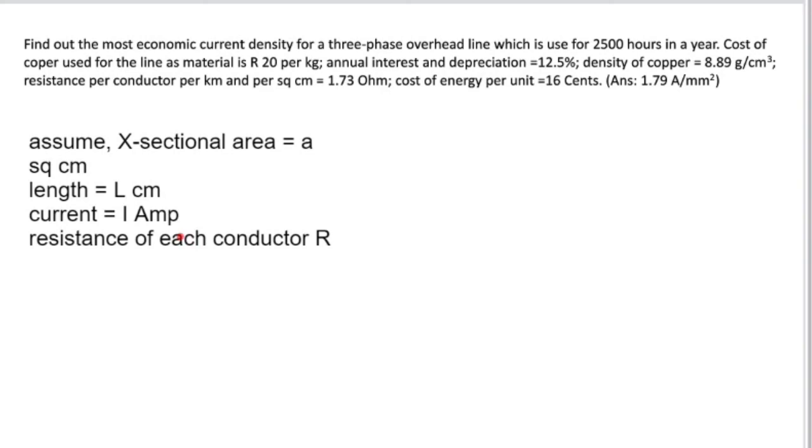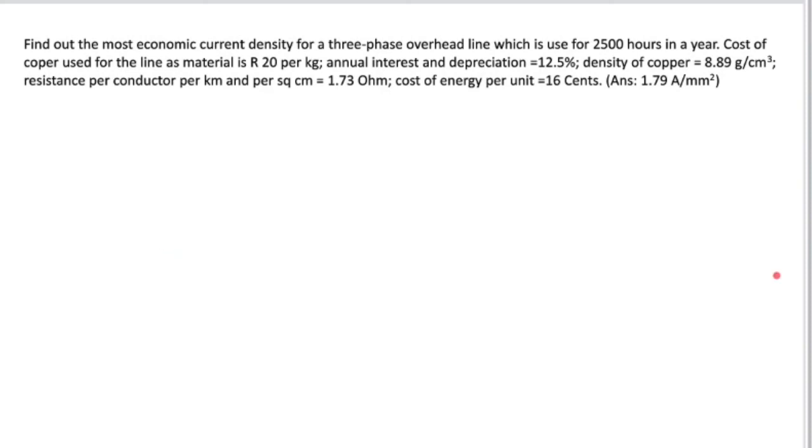What happened? It doesn't allow. It got deleted or what? Let me write down again. So R will be 1.73 times, over A. Did you get that?